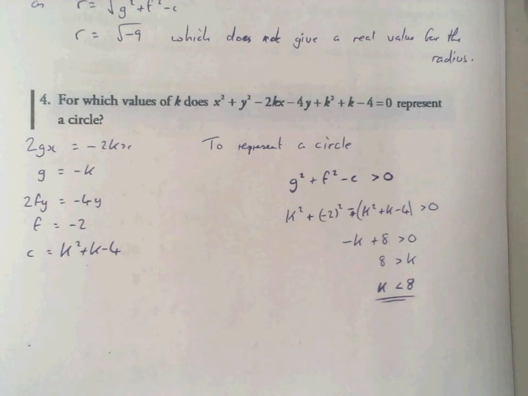I'll have negative of k, so I'll have negative k. And I have 4 subtract negative 4, which is 8. So negative k plus 8, add k to both sides, so k is less than 8, or 8 is greater than k, so k is less than 8. So for any values of k less than 8, so we could substitute in 7, 6, 7.9, any value less than 8, and that would represent a circle.